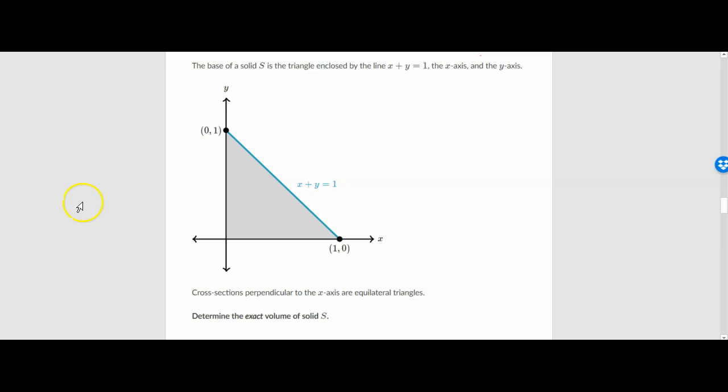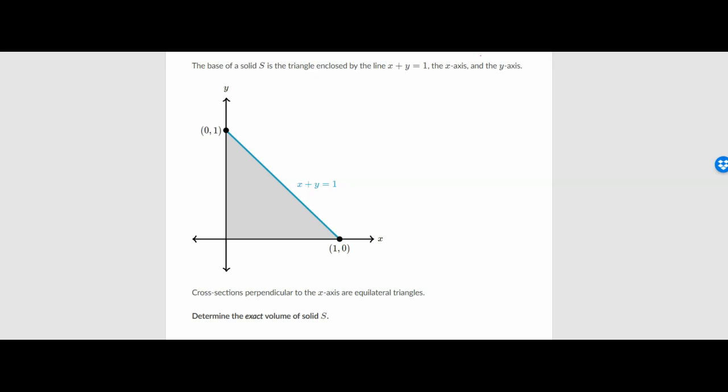All right, so for this one, it says the base of a solid S is the triangle enclosed by the line x plus y equals 1. Notice that that function is not solved for any of the variables, the x-axis and the y-axis. Cross sections are perpendicular to the x-axis and are equilateral triangles. So 60, 60, 60 as far as our angles are concerned. We need to determine the exact volume of S.